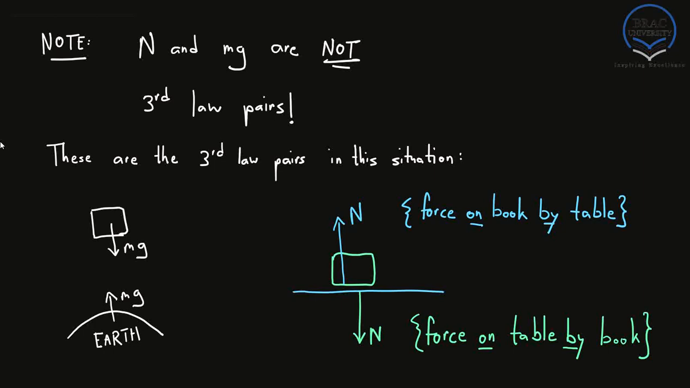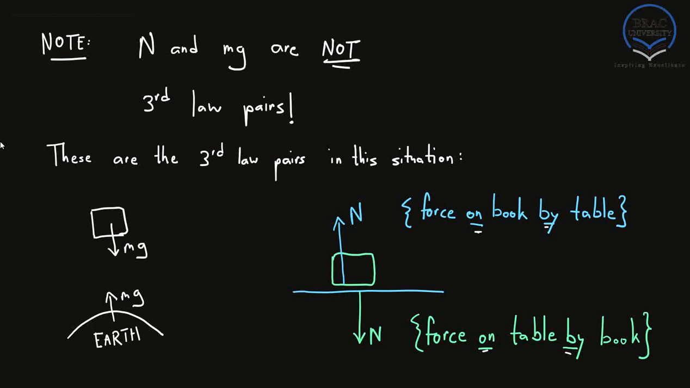And the other third law pair is, because we have this N, which is the force on the book by the table, the third law pair to that is that the book also exerts a force on the table, right? So the third law pair is the force on the table by the book. So again, notice that these two forces are on two different objects. One is on the book and one is on the table. Basically, the normal reaction force is responsible for keeping the book on the table, right? If the normal reaction force were not there, the book would just fall down. The table is preventing the book from falling down, and it's preventing it by providing this normal reaction force.